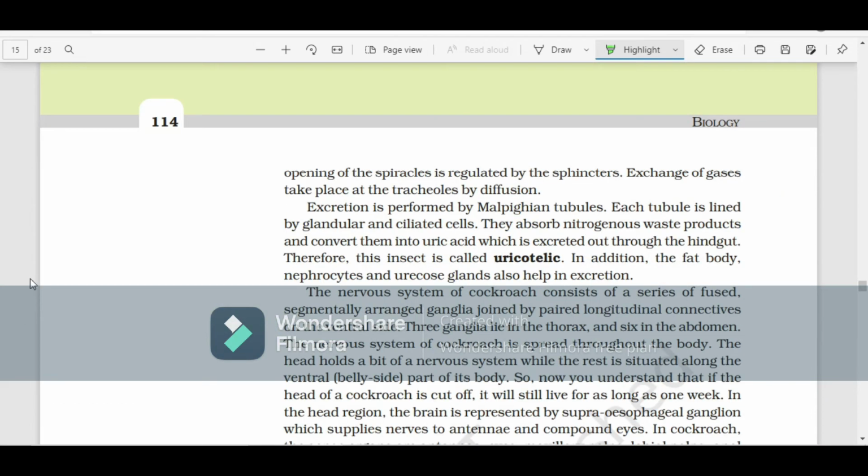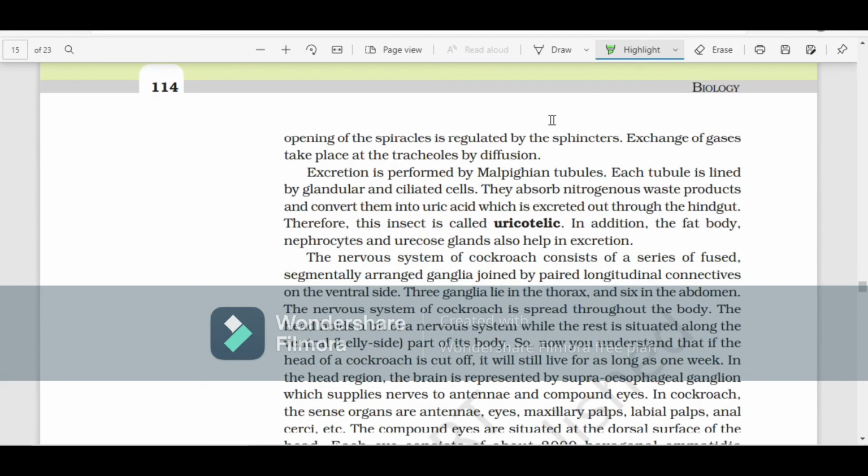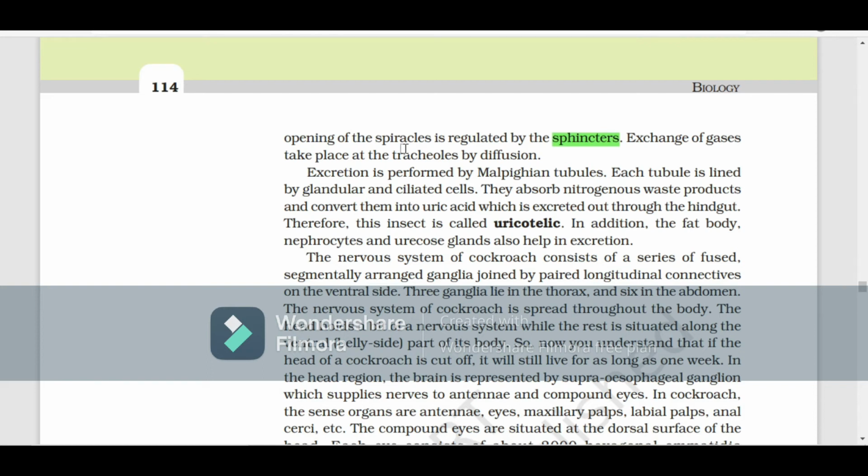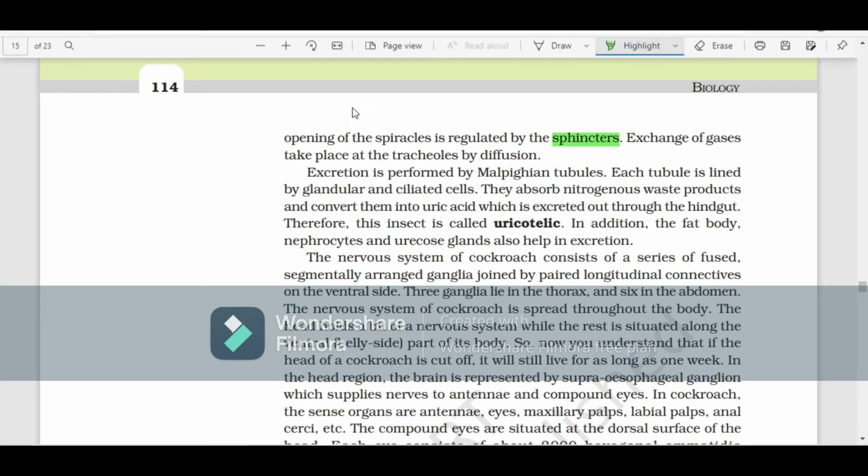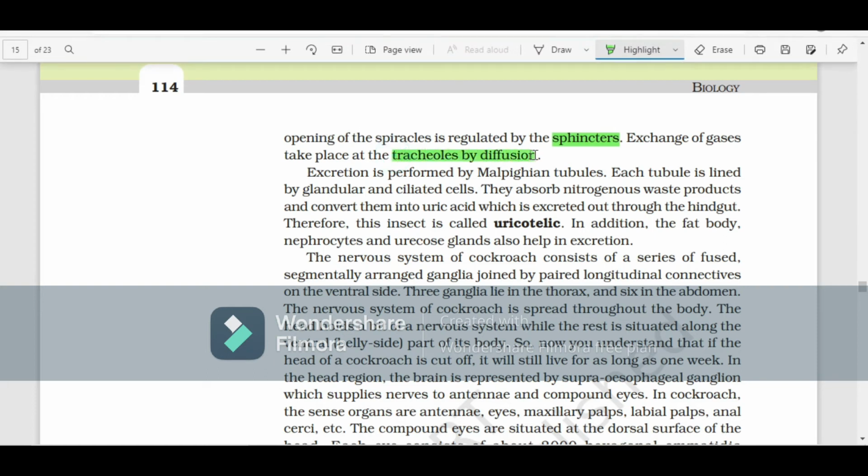Now the opening of the spiracles is regulated by sphincters, just like we have sphincters within our body. They also have sphincters which regulate the opening. Should it always remain open? It's not always going to be open. So when should it open? It's decided by the sphincters. Exchange of gases takes place at the tracheoles by diffusion, through the diffusion process itself.